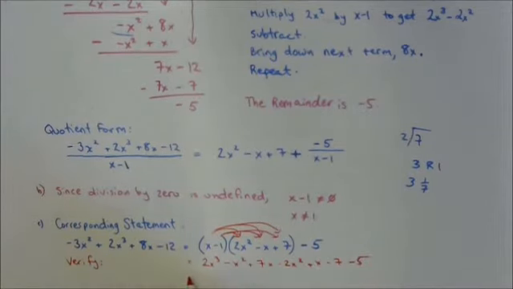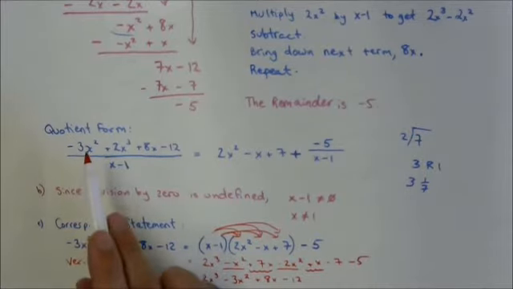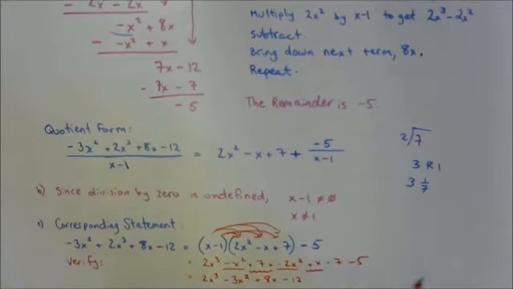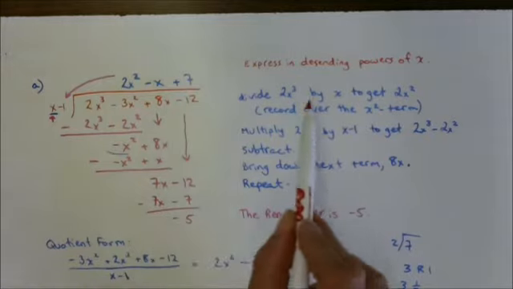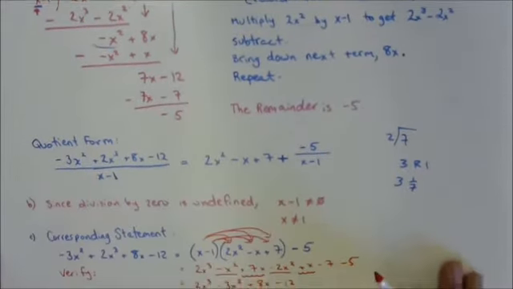Group like terms. We have 2x cubed, that's our only term with x cubed. We have negative 3x squared. We have positive 8x minus 12 as a constant at the end. And you can rearrange this to make it look exactly the same as the one that we started with, but you should be able to see it is exactly the same as the one that we used in our division, after we expressed it in descending powers of x. So that checks out.